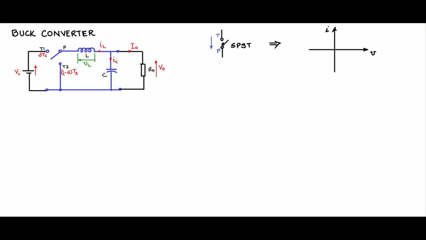Now, does this switch allow positive direction current flow? Yes, so we will mark this like this. Will it allow current to flow from pole to throw? The SPST switch, like the relay contact, will definitely allow. So this is also a potential operating point.